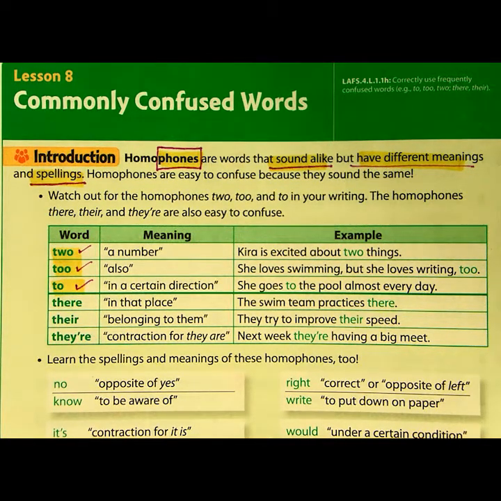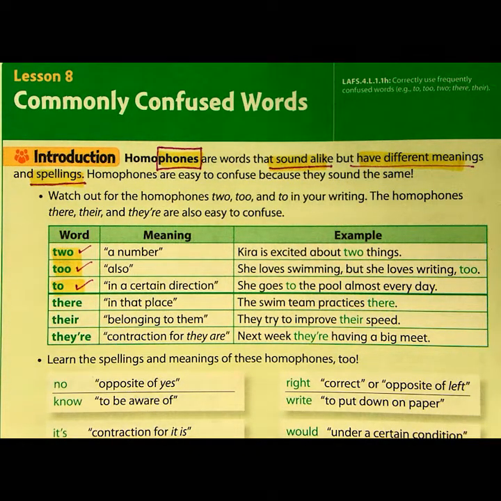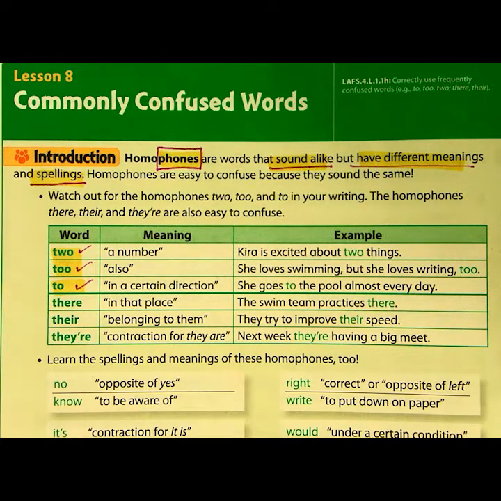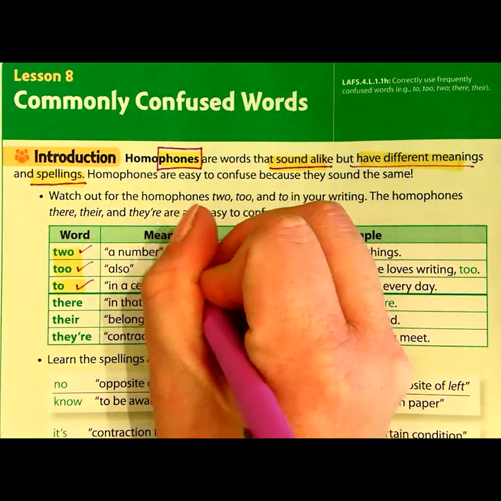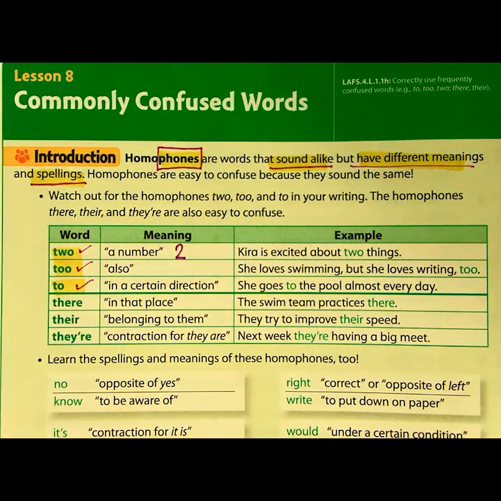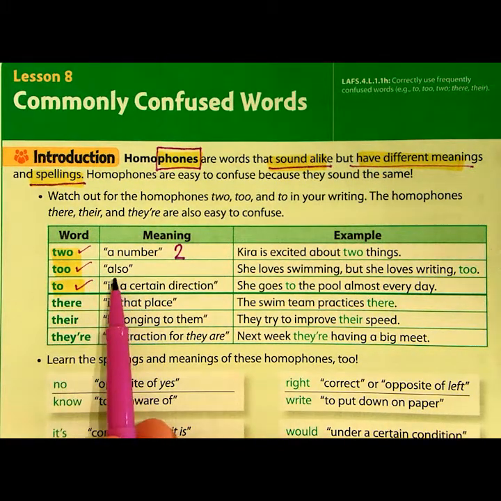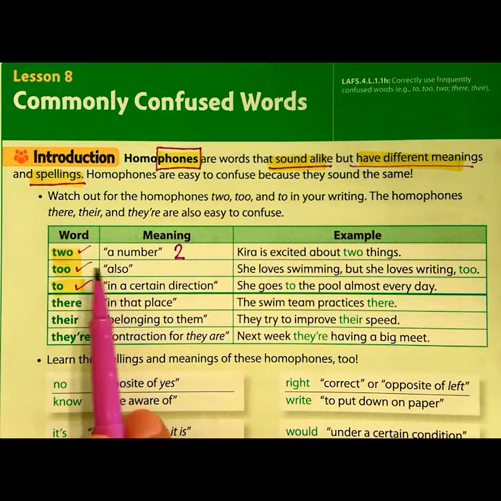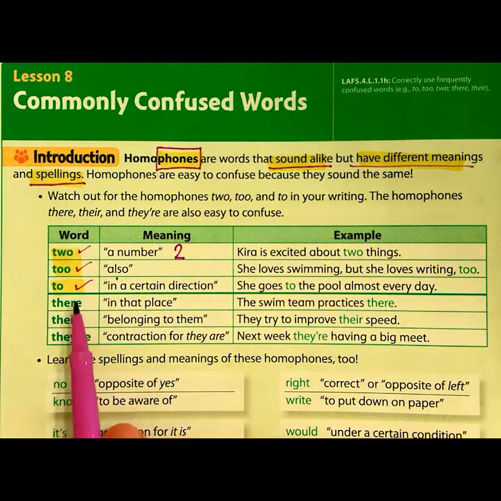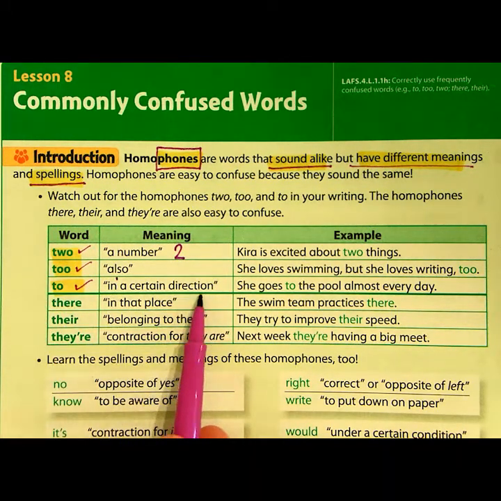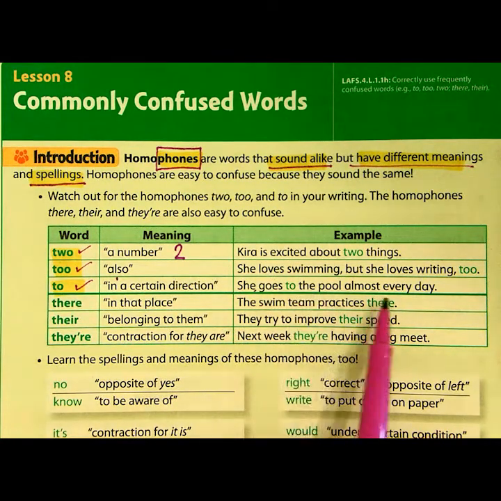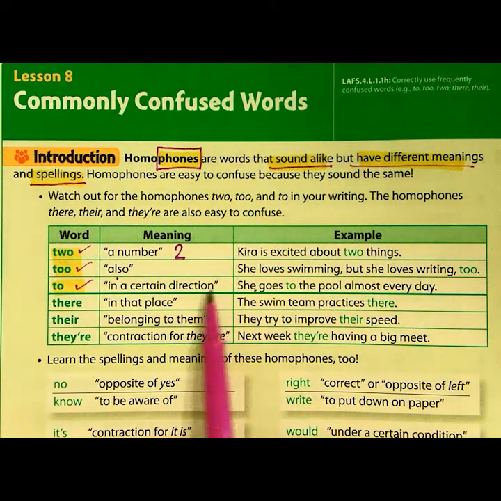So for example, when we look at the first set of words that Mrs. Body just mentioned, the words to, two, and too. We know that the first one, T-W-O, refers to a number, right? This number 2. And then if we use the word too with 2 O's, it means like also. If you were to say something like, I love ice cream too, it means I love ice cream also. The last one, to, means like in a certain direction. For example, she goes to the pool almost every day. Again, going in a certain direction, headed to the pool.